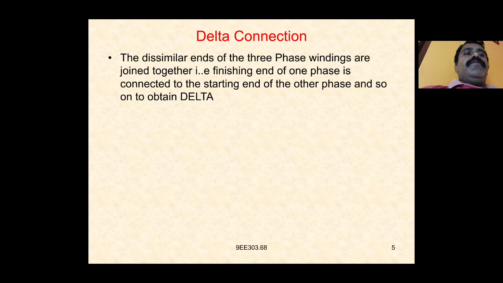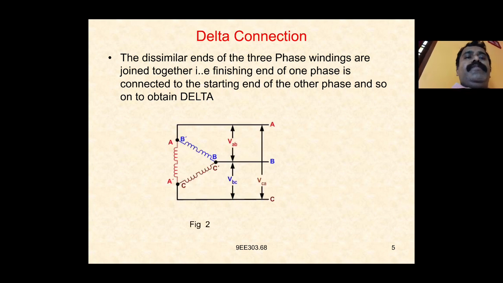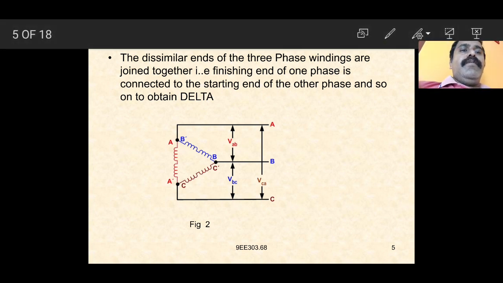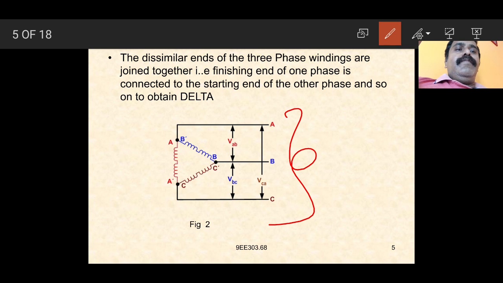The dissimilar ends of the three phase windings are joined together. The finishing end of one phase is connected to the starting end of the other phase, and so on, to obtain the delta. So here it is the delta connection, connected with A and A dash B. These are the line voltages.